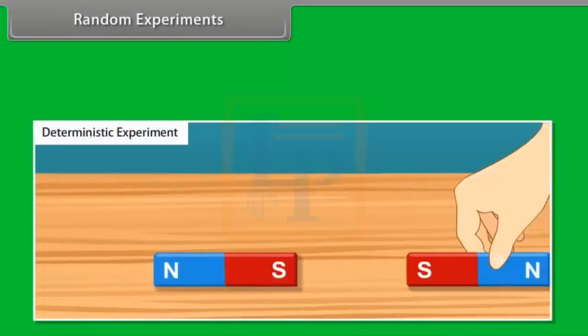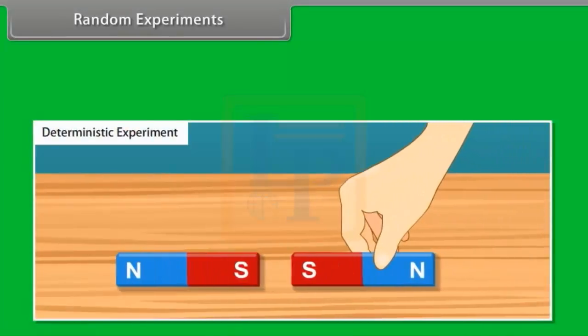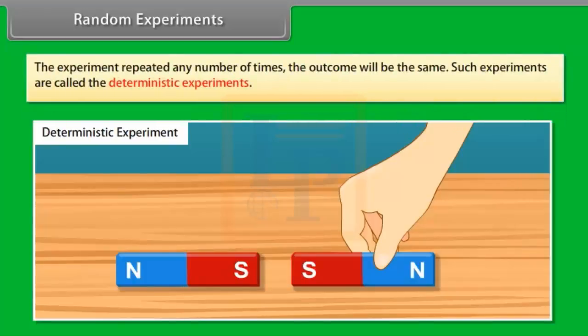Random experiments. In our day-to-day life, we perform experiments like bringing two like poles of magnets near to each other. We know that the above experiment may be repeated any number of times. The outcome will be the same. Such experiments are called the deterministic experiments.